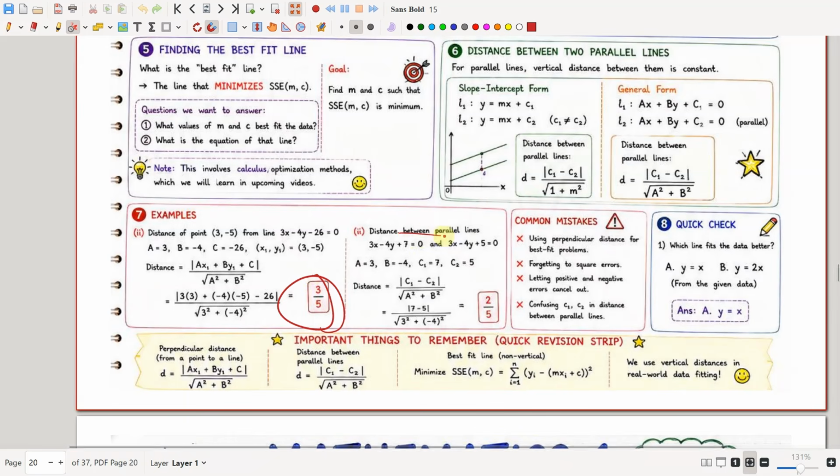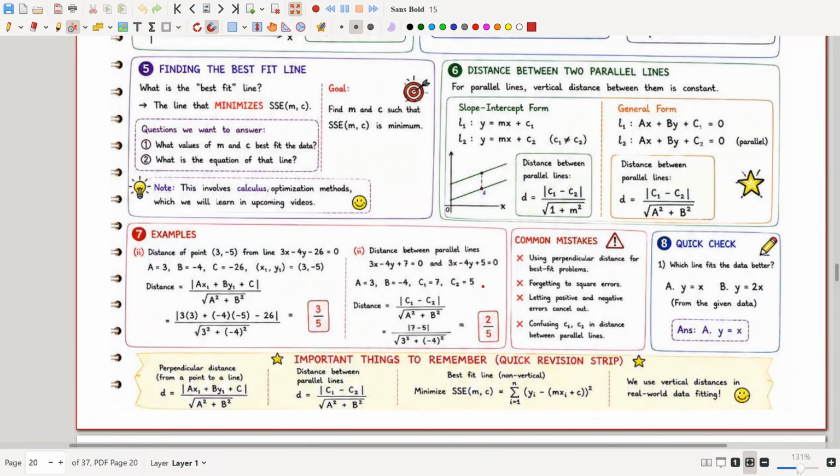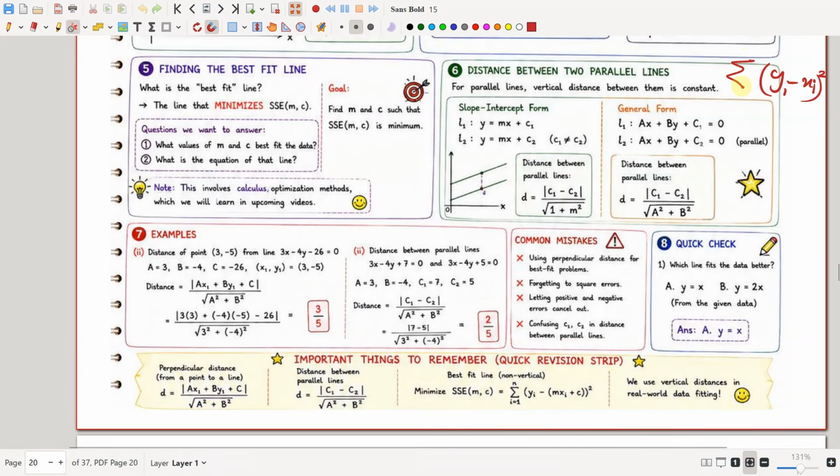And the distance between the parallel lines is again the same calculation we will be doing. Okay, so to find the best fit, you have to subtract yi minus xi, then you have to square all these values, then you have to add them.